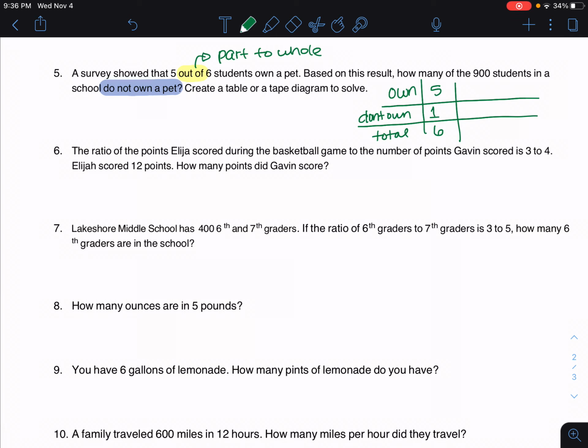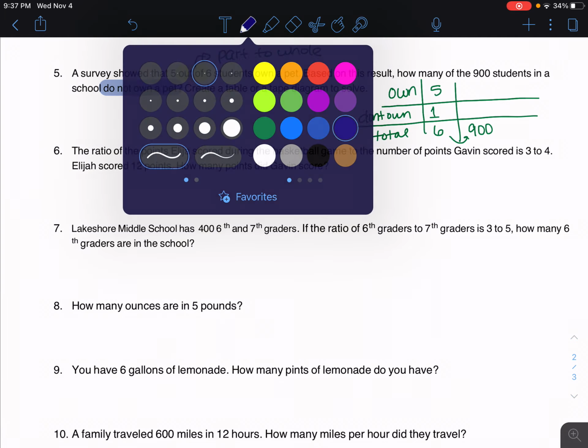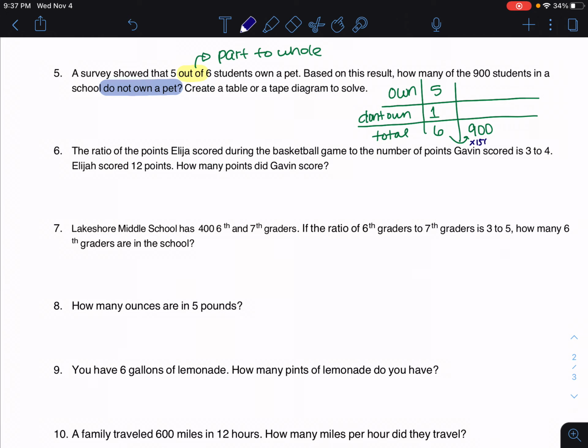Based on this result, how many of the 900 students, that would be the total of 900 students. And then I need to know how many times 6 goes into 900. Well, I could do my trick with the zeros, so I can cross out or hold my finger over one of those zeros and say how many times does 6 go into 90. It goes into 90 15 times. So times 15, and then I'm going to add a 0. So times 150. So 1 times 150 and 5 times 150. Well, 1 times 150 is 150. And then 5 times 150 is going to be 750.